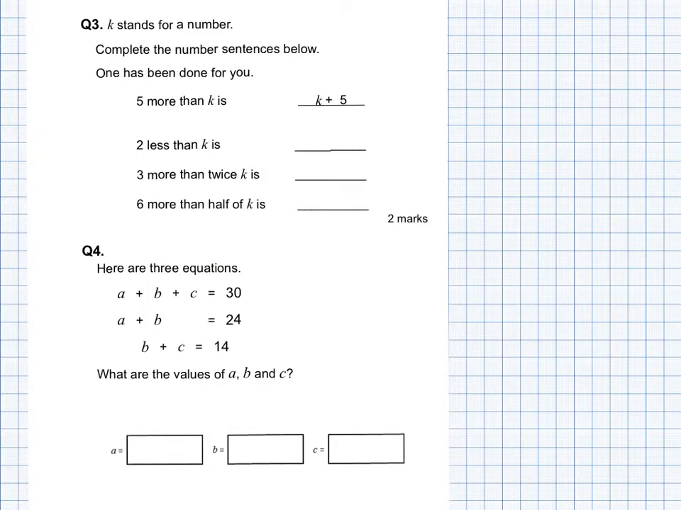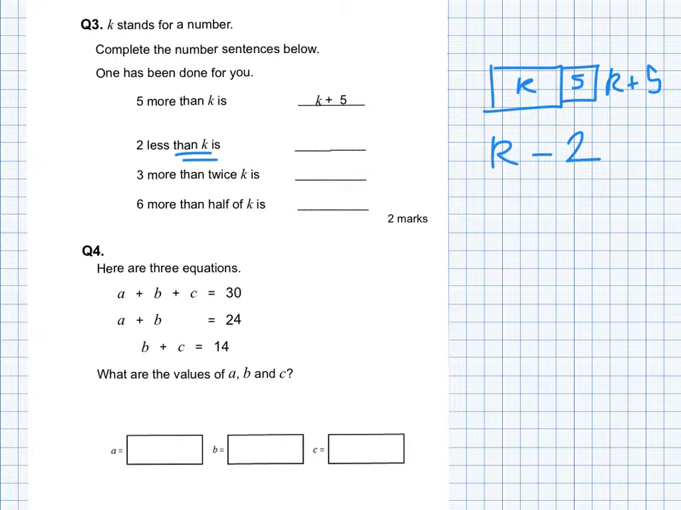A bit of algebra. Sometimes it scares people, but all it means is when a letter stands for a number. So complete the number sentences below. One has been done for you. 5 more than k is k plus 5. So if we had k, and I add 5 to it, this is k plus 5. So 2 less than k, I'll take k. So what does less than mean? I'm going to take away 2.